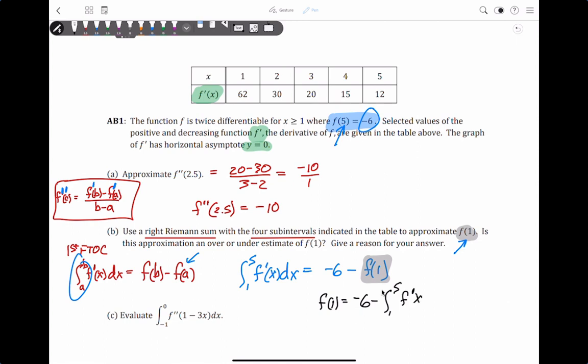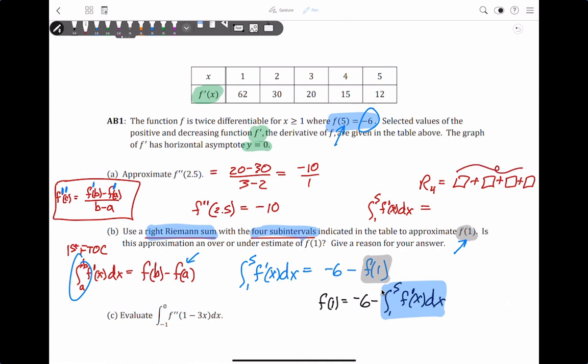Now, to find this right Riemann sum with 4 subintervals, we're going to use this piece right here. Okay, so this piece right here is like setting it up as the right Riemann sum with n equals 4, because there's 4 of them. So I'll have 4, if you will, pieces of base times height. So I'm going to write that over here on scratch work as the integral from 1 to 5 of f prime of x with respect to x is equal to these 4 that I need.